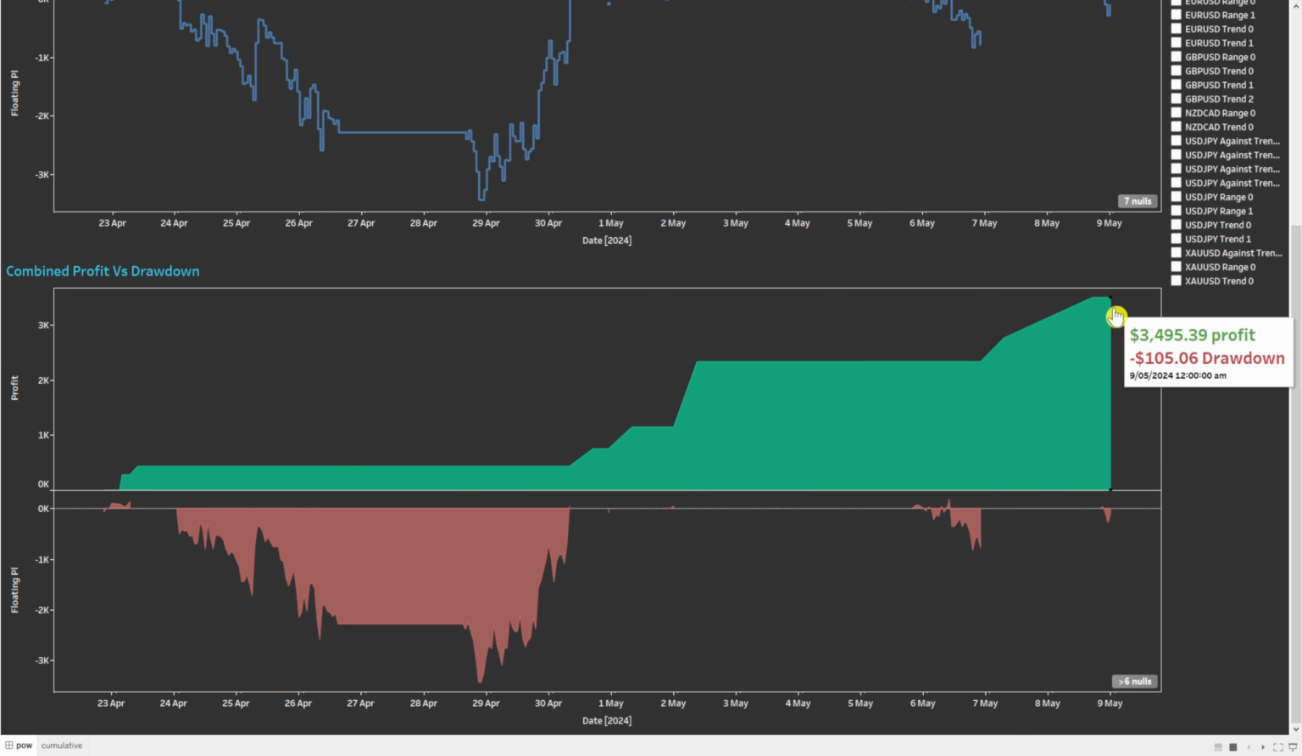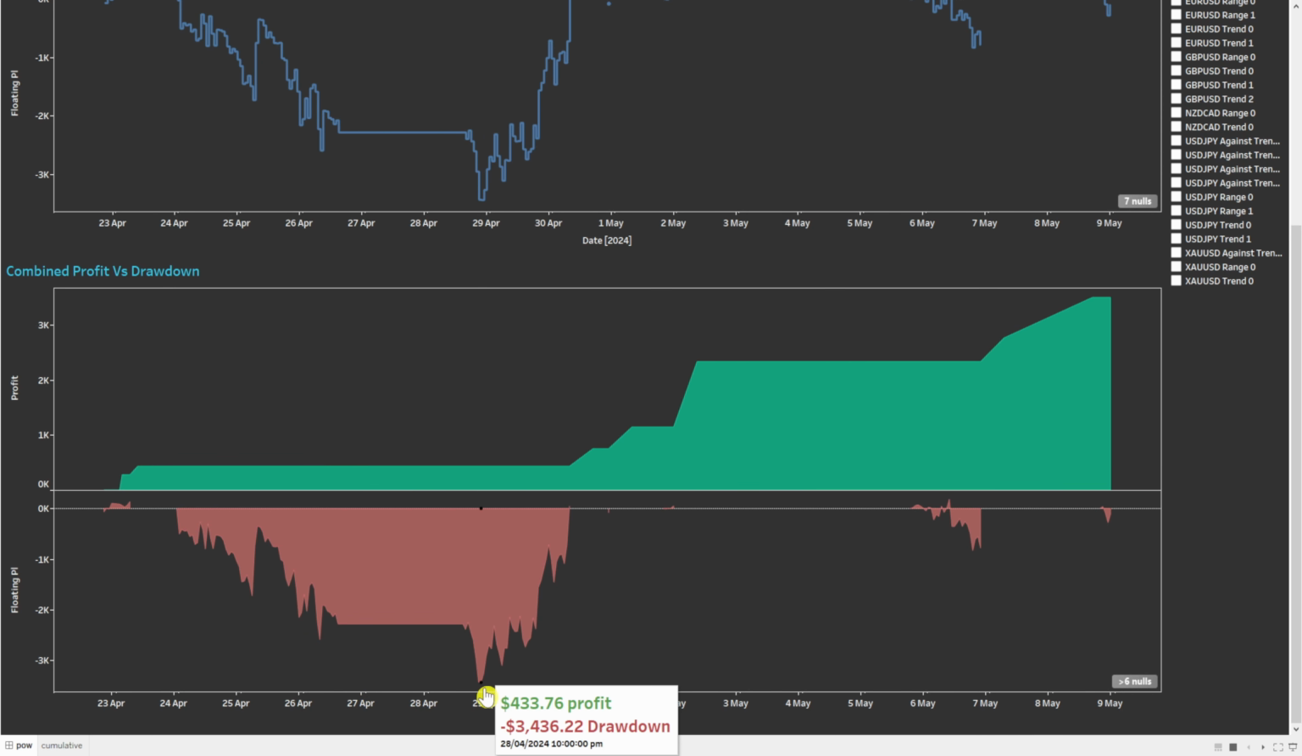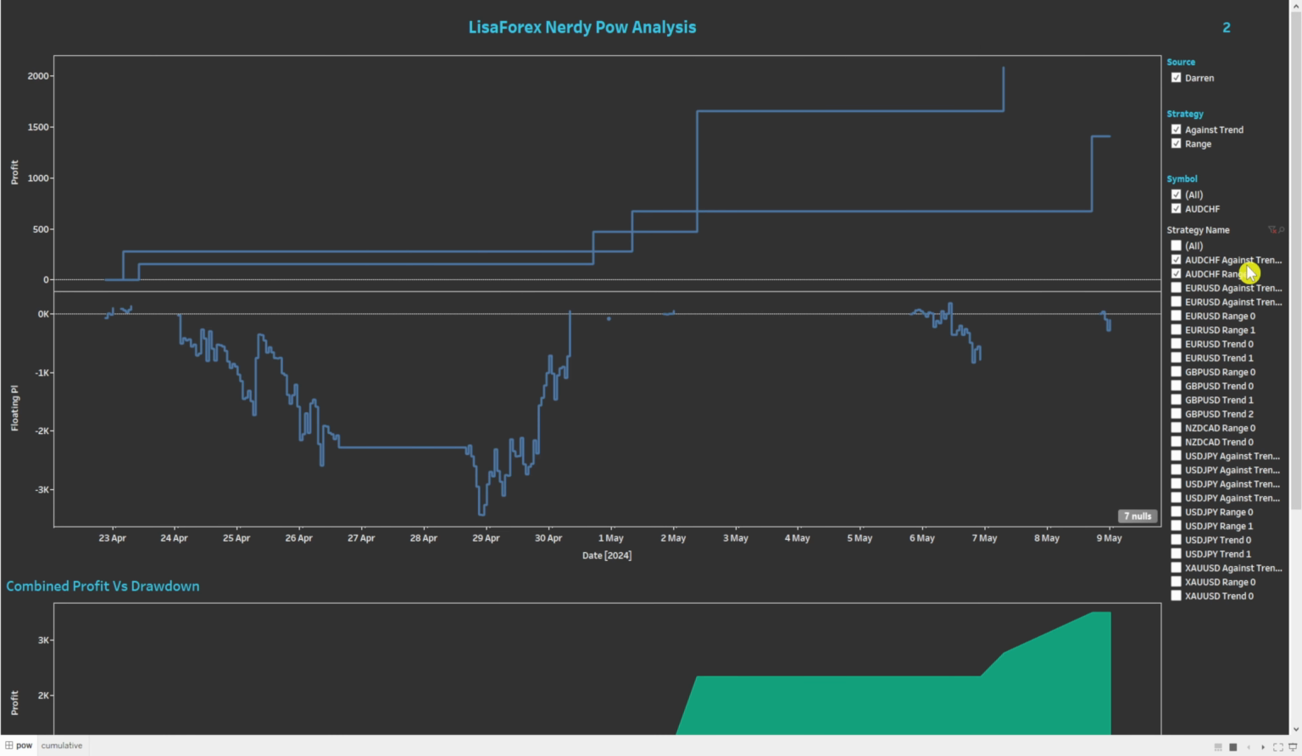So our profit now is 3,000 and our drawdown is 3,000. So a 1-to-1 relationship between our profit and drawdown is pretty good, I would say. I would be happy with using this Aussie Swiss franc portfolio going forward. And it doesn't look like the 2 different strategies are correlated.